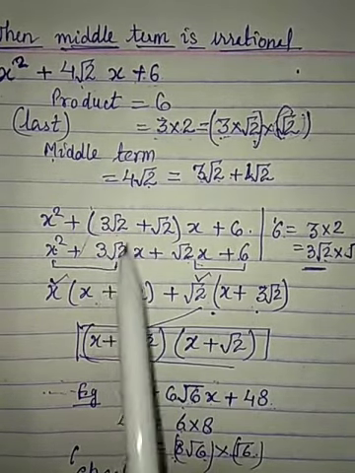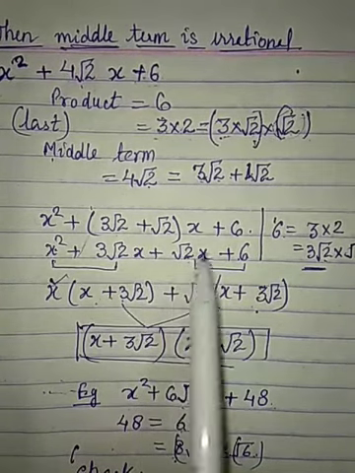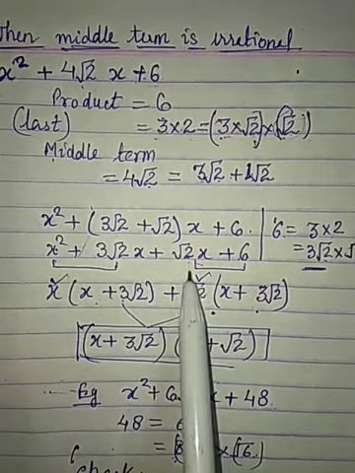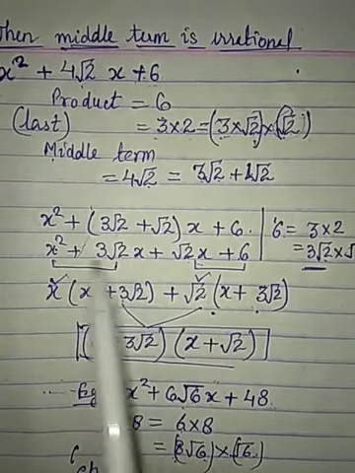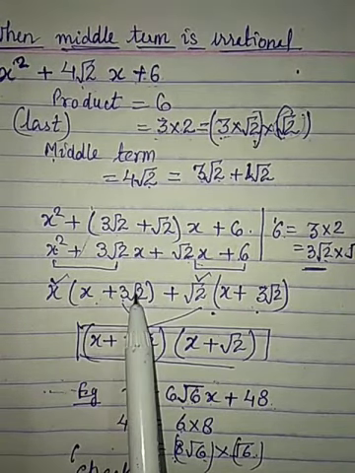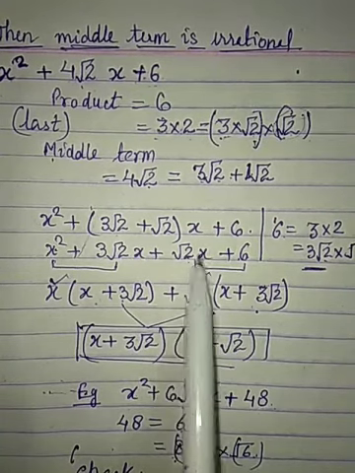Now we just open the bracket, 3 root 2 x plus root 2 x, distribute this, and 6. We make a set. This is the first part, this is the second part. Now we can see what is common here. x is common: x plus 3 root 2. Plus is here, plus is here. Now root 2 x and 6.